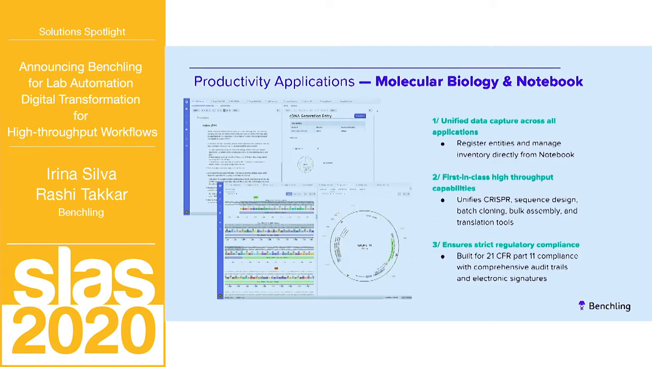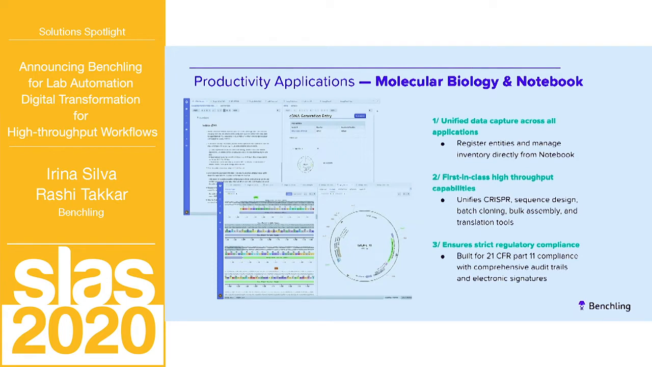Benchling is divided into three types of applications. The first type is productivity applications. Second, we call it sample management or sample tracking. And the third is process management. The productivity applications consist of our molecular biology tools and notebook. What does unification mean for you? The scientist who's interacting with the notebook can easily register entities directly from the notebook or track inventory directly from the notebook, so you don't have to go to multiple systems to do that.